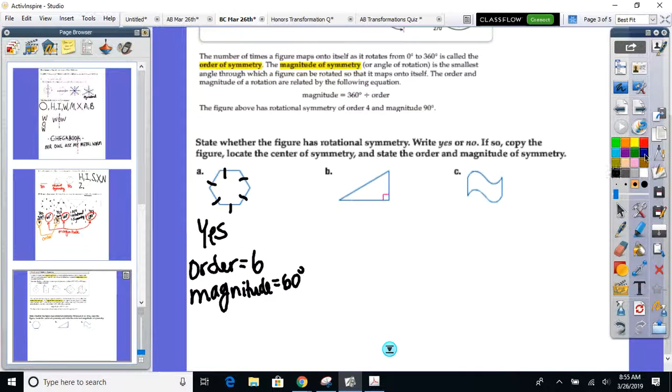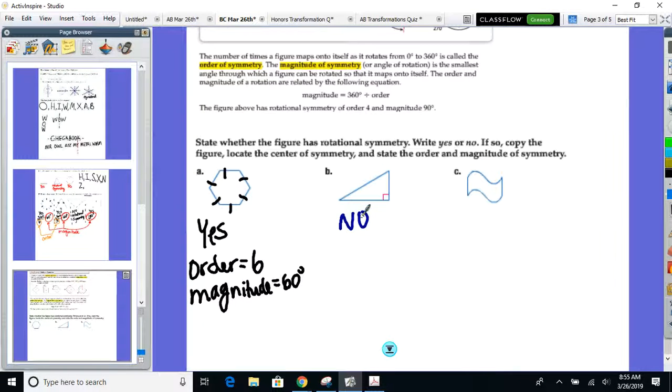Perfect. How about that right triangle? No, why not? Keep turning your paper to hit 180. You're never going to see that right triangle again, unless I go to 360. So no.